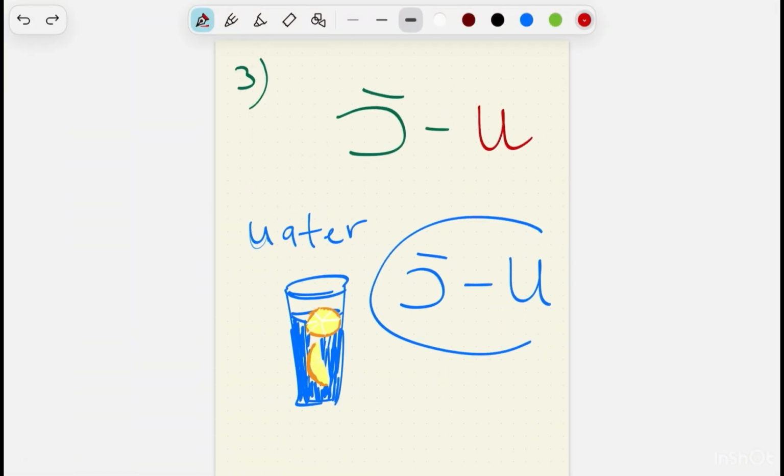Third is U. The Japanese letter also looks like U, but it's like Z. So for me it's U, okay? And I remember it by drawing some water. I know that it's like that, but for remembering I just change it to water.